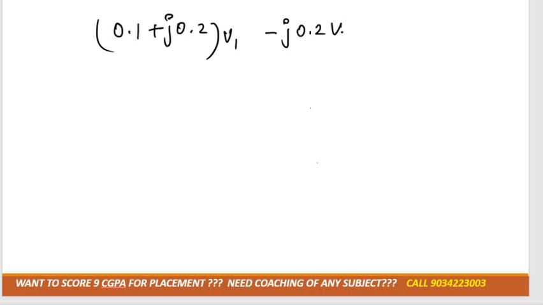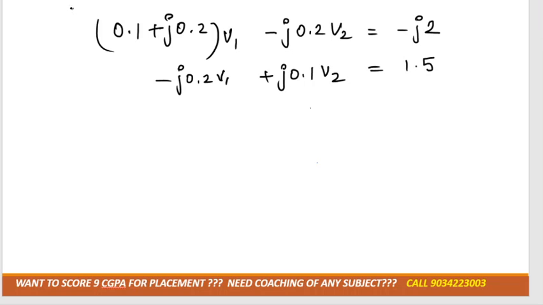Now I'm writing the final two equations. For the first equation, we are getting (0.1 plus J0.2) V1 minus J0.2 V2 is equal to minus J2, then minus J0.2 V1 plus J0.1 V2 is equal to 1.5. This is the equation, right? Now in this case, how can we solve it? We need to calculate the values. We can do it on your calculator also. Okay, but for that you should know the matrix method or determinant method.